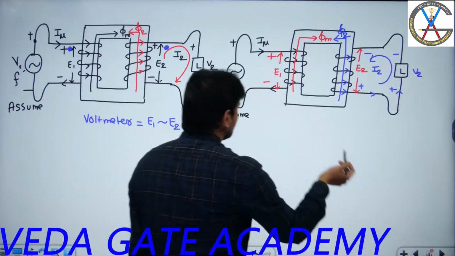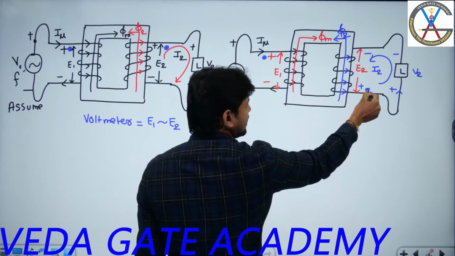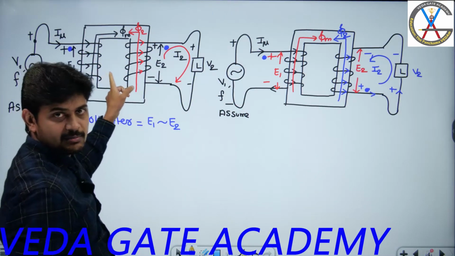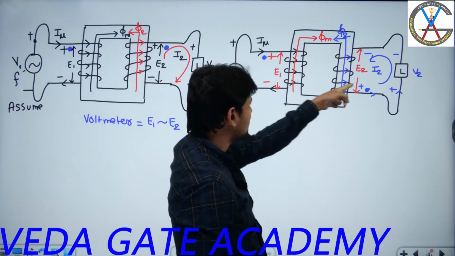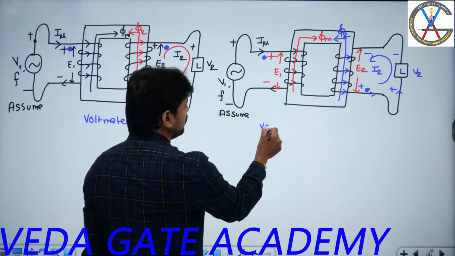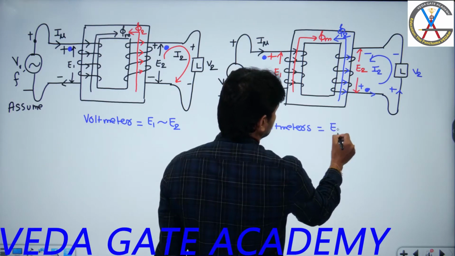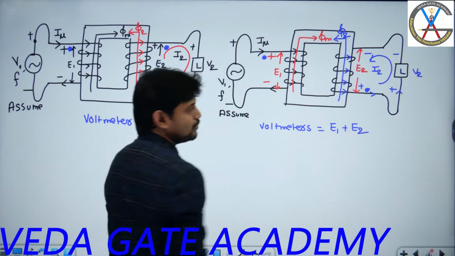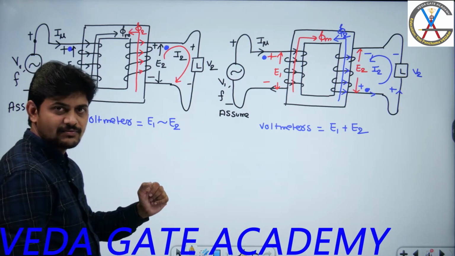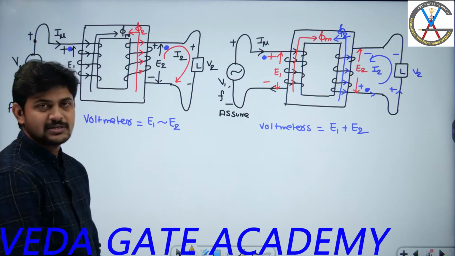Whereas if you observe here, if I keep a dot here, I need to see where to keep the other dot for this sense of winding. For this sense of winding, I am getting two dots on the similar terminals, whereas for this sense of winding, I am getting two dots on the opposite or dissimilar terminals. So in this case, does my voltmeter read the difference of EMFs or the sum of two induced EMFs? It will measure the sum of two induced EMFs. So this diagram is similar to the voltmeter case measuring the difference, and this is the diagram where you are getting the voltmeter reading E1 plus E2.